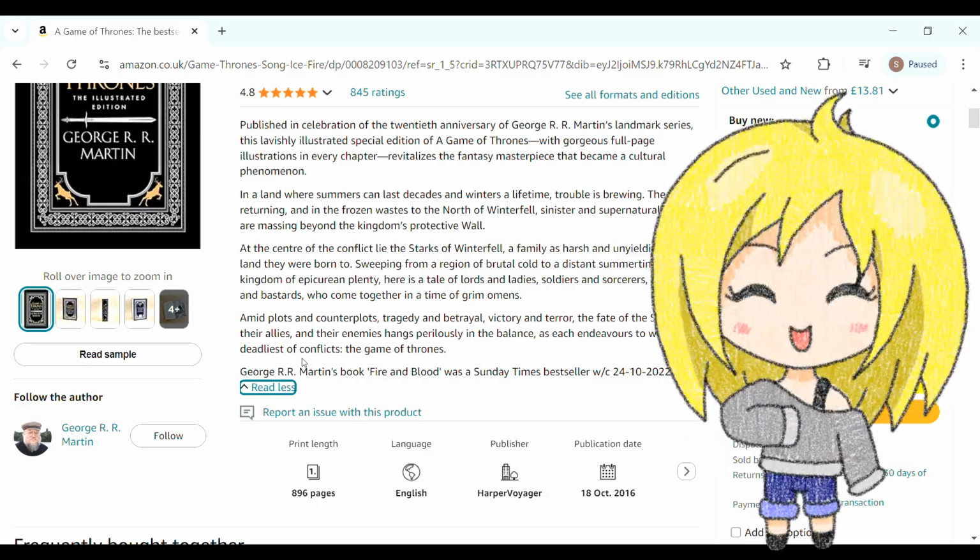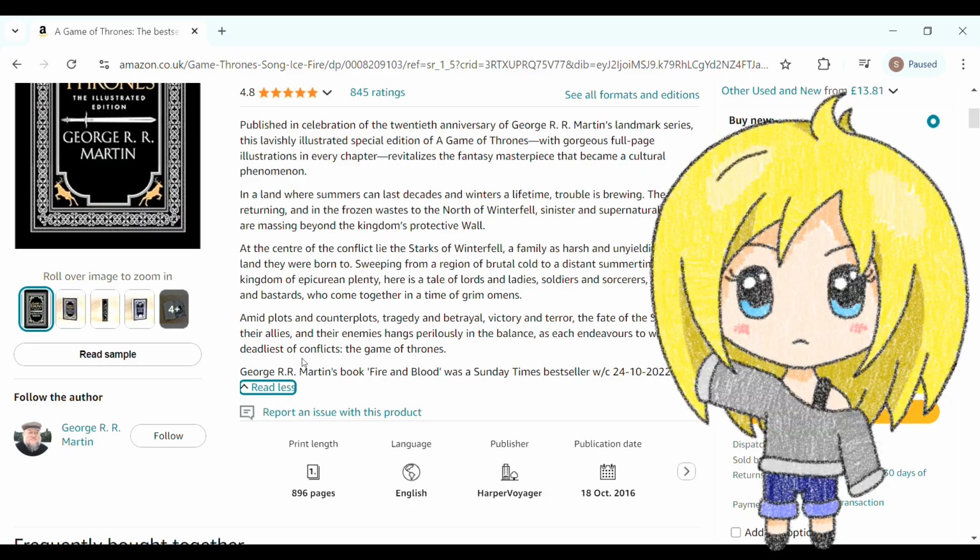Now, while I have absolutely nothing negative to say about the Song of Ice and Fire books, except that I wish the next book would come out already, I do have to say I don't think that this is a good blurb for the novel. It doesn't mention any of the characters by their first name.